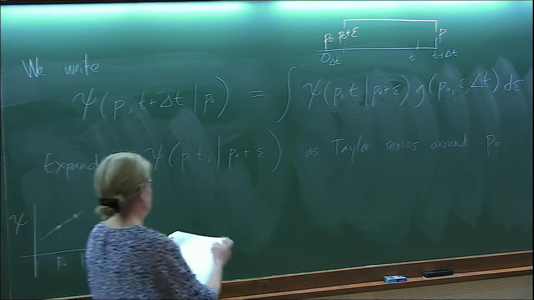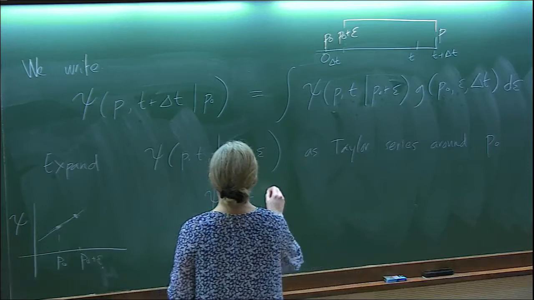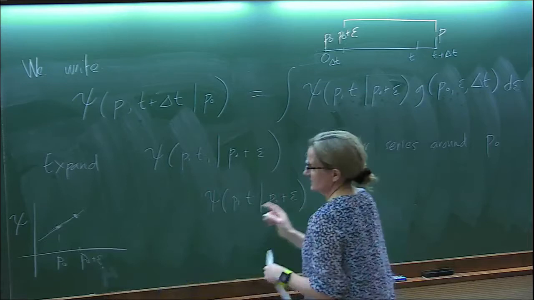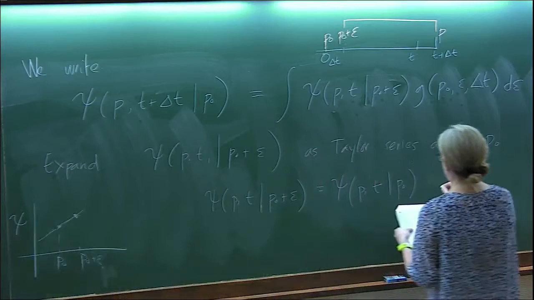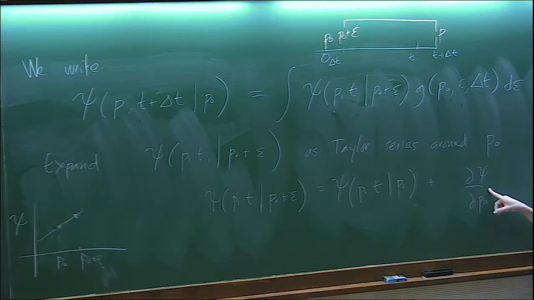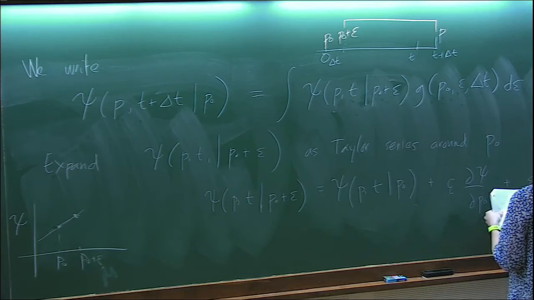So we say psi of p t, p0 plus epsilon is this value plus the slope times the run, which would give us the rise. So psi of p t, p0 plus the slope, the partial derivative of psi with respect to p0, times the run. The run is epsilon, which gives us the rise. And I'm going to add one more term in our Taylor series. This just makes things slightly more accurate.